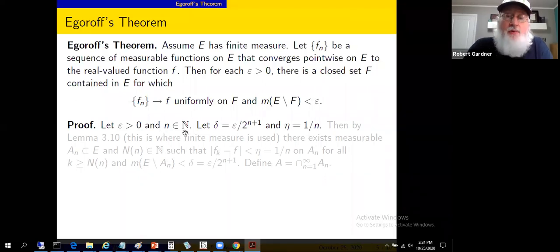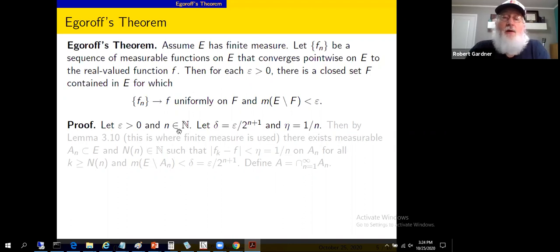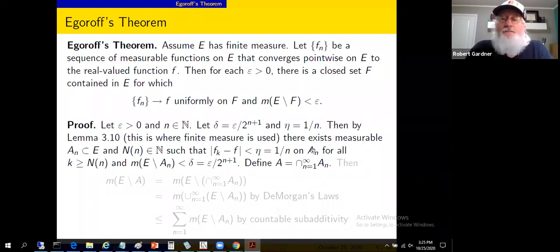Let n be any natural number. So we're fixing lowercase n for now, but it could be any natural number. The following holds for arbitrary n. Let delta be epsilon over 2 to the n plus 1, and let eta be 1 over n. We know by the lemma that for any eta and delta, we had certain behaviors. That behavior was, we can get |f sub k minus f| less than eta. We've chosen eta to be 1 over n on a set capital A sub n, provided the index was sufficiently large, where A sub n is a subset of E, and the measure of E set minus A sub n is less than delta. So there's the less than eta, less than delta part.